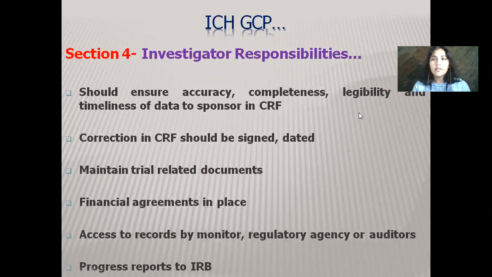The further add-on to his responsibility is he should ensure the accuracy, completeness, legibility, timeliness of data to the sponsor in the CRF. So can anybody tell me the full form of CRF, since we have talked about it yesterday many times? You can type it in the chat box. The full form of CRF. Please don't go ahead and Google it and tell me.